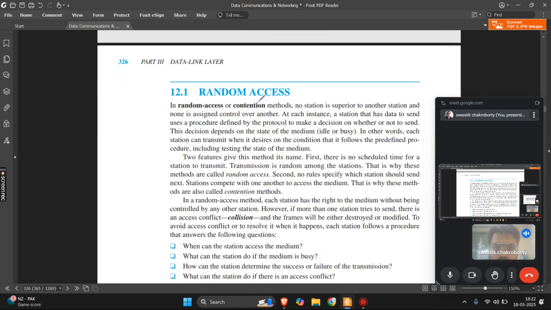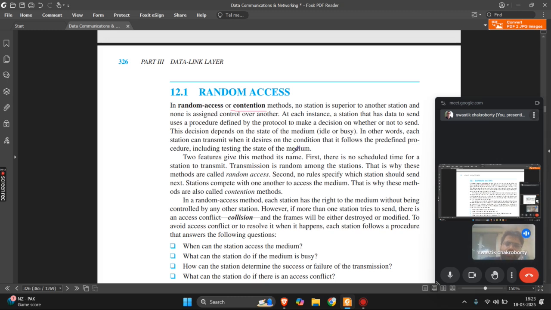First we will discuss random access or contention methods. Random access methods are also called contention methods. Here no station is superior to another station, and thus they are all on an equal footing. Whoever has to transmit can transmit. At each instance, a station that has data to send uses a procedure defined by the protocol to make a decision on whether or not to send. Whenever the user has data to send, it consults an algorithm and decides whether to send or not. This decision depends on the state of the medium, whether the medium is idle or busy.